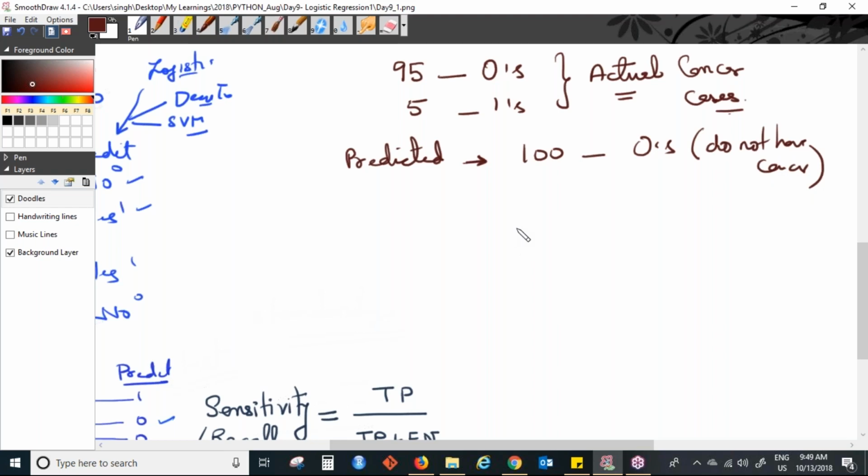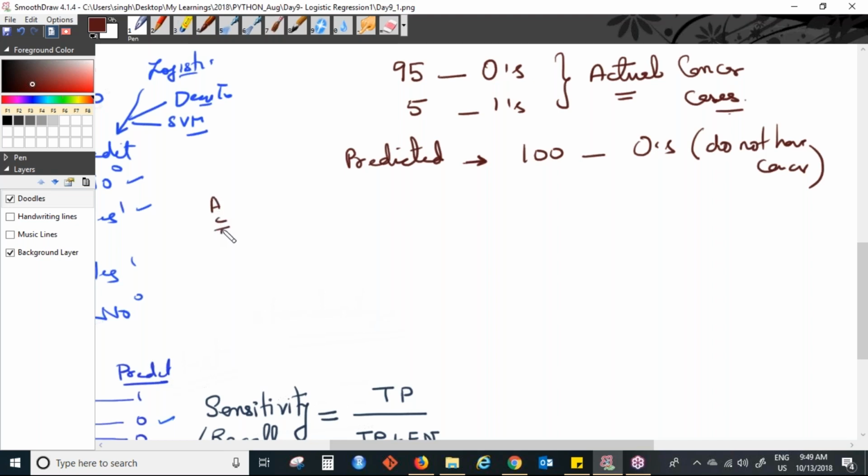Why is this bad, Anupama? Bharati says it is good. Others are saying it is bad. Why is it bad, or why is it good? Yes, it is bad because 5 of them are in danger. Yes, exactly. It is a very bad model because 5 patients have cancer and you're not even identifying them. So what's the point of you being a hospital if you're not able to identify the cancer patients? But let us draw the confusion matrix for it.